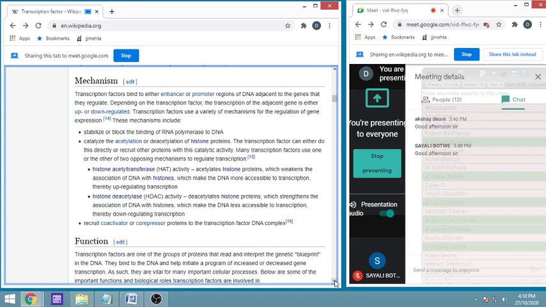Many transcription factors use one or other of two opposing mechanisms to regulate transcription. These are the important ones, as histone acetyl transferase activity. We know that it causes acetylation of histone protein, which weakens the association of DNA with histone, and that makes DNA more accessible for transcription, and thus it causes upregulation. While histone deacetylases cause deacetylation, that will cause more bonding of the DNA with the histone, and the DNA will be less accessible for transcription, and thus down regulation. Now, the important thing is how it can be done.